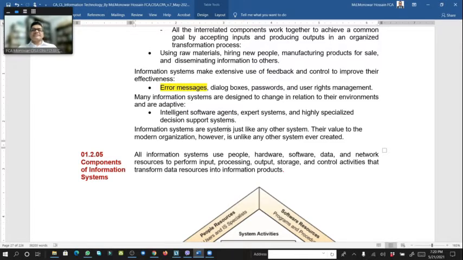Many information systems are designed to change in relation to the environment, and they are adaptive. In the banking sector, a cash officer uses a specific user ID and password. If you use another person's user ID and password, the system records the name of the real owner of that user ID and password, so it is sensitive. After a certain time, for example 15 days, you have to change your password. That type of dialogue box is one type of control.